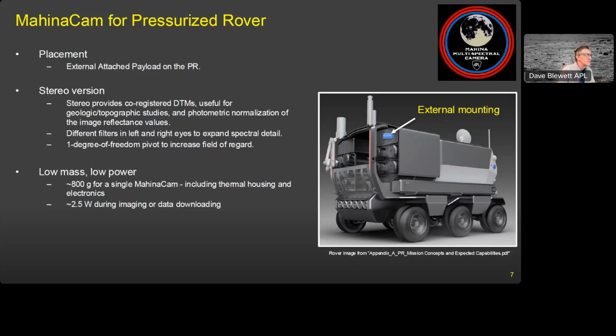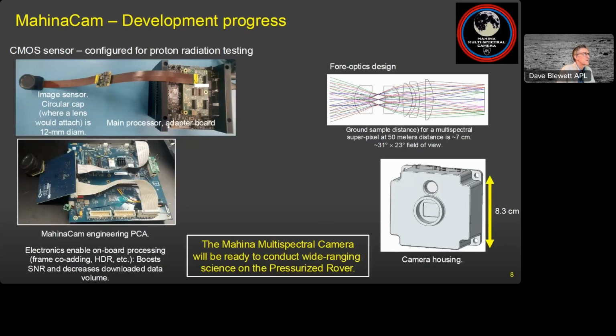We could include different filters in the left and right eyes to expand the number of spectral bands, and probably a 1 degree of freedom pivot to increase the field of regard. The instrument's pretty low mass, low power. The numbers that you see there. Okay, on to one more slide, I think, at least one more.